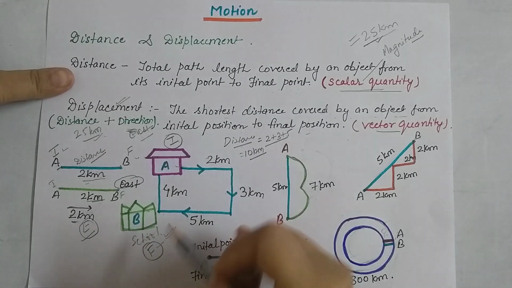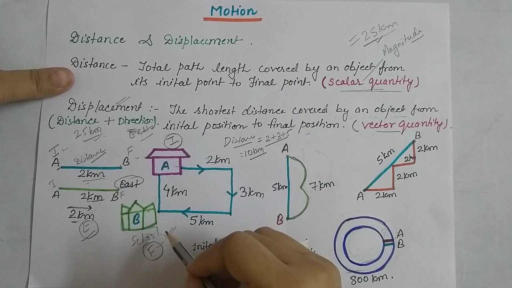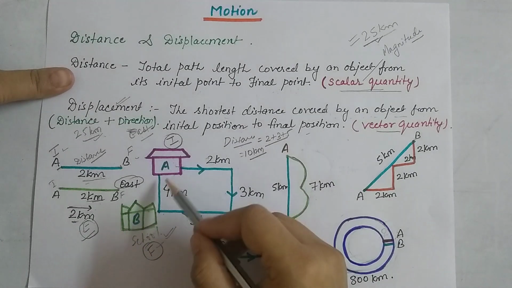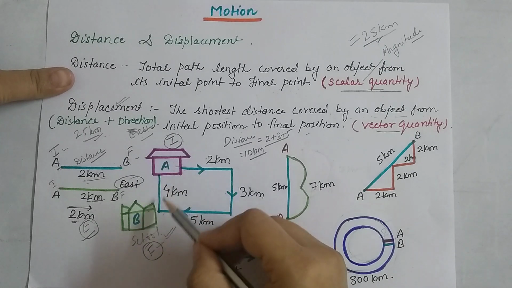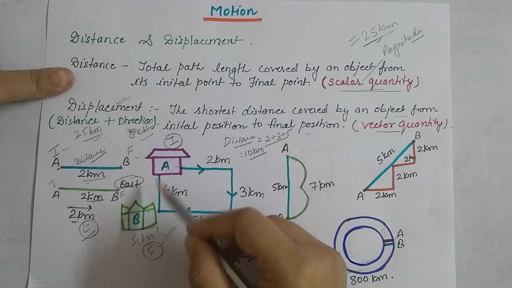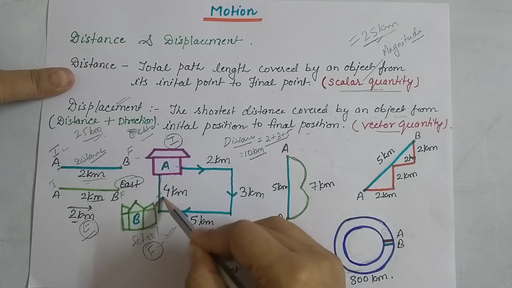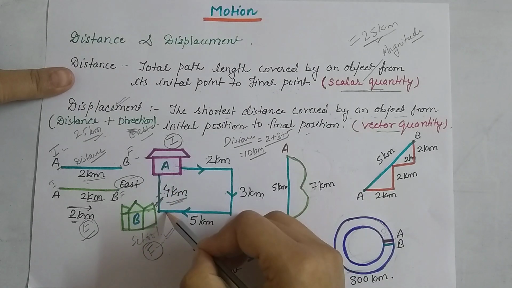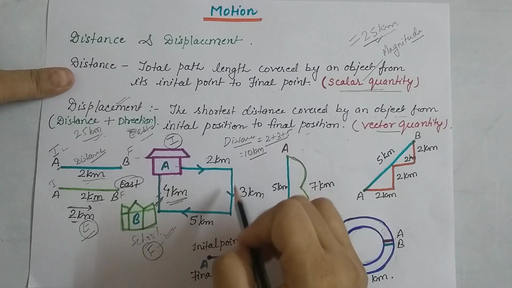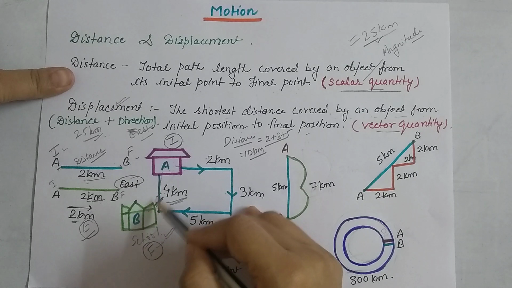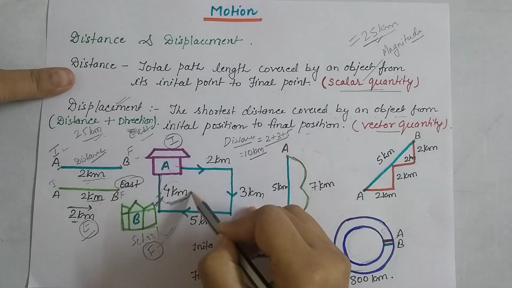Now, what is the displacement? So what will be the displacement? We know that displacement shows how far you are from the initial position to the final position. So the shortest distance, that is 4 kilometer, means how far you are from the school. It's not related to how much length you covered. The shortest path, how far the school is from your house, that shows the displacement.